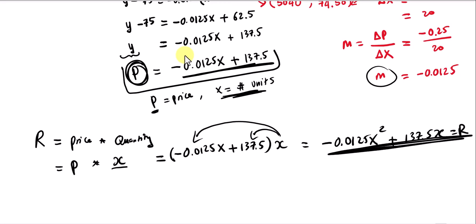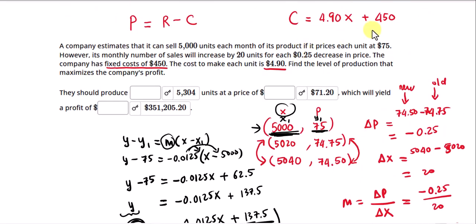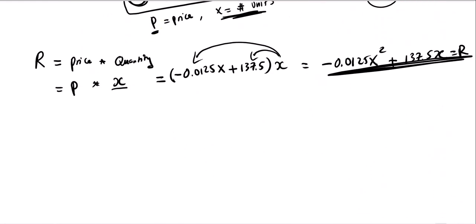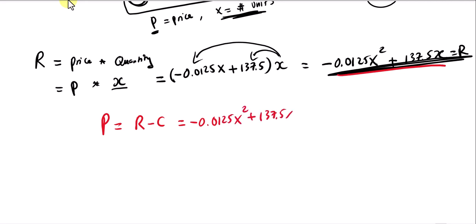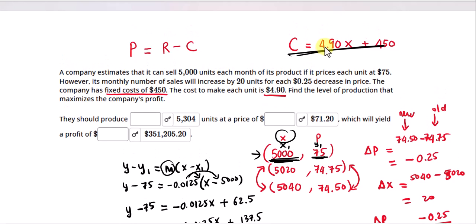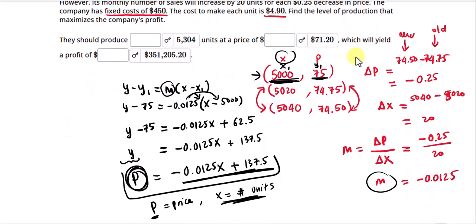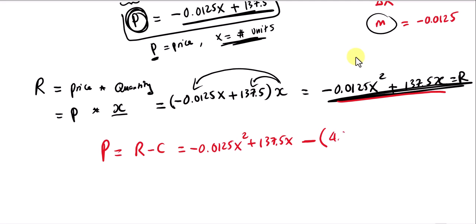Okay, so I have my revenue equation. I have my cost equation. I'm ready to find my profit equation. That is what I need to find. So profit is equal to revenue minus the cost. And the revenue is the equation we just got down here. So let's rewrite that: 137.5x. And now we subtract the cost function, which is 4.90x plus 450. Let's simplify this further.